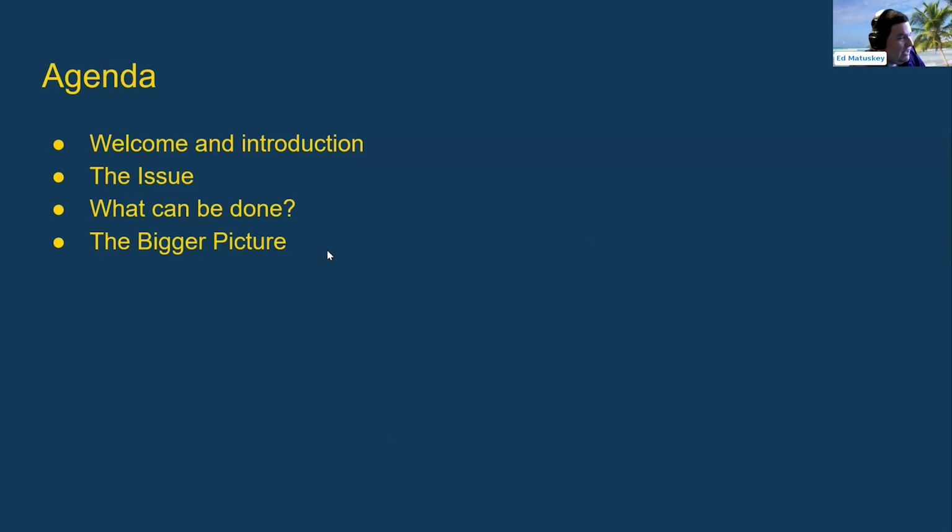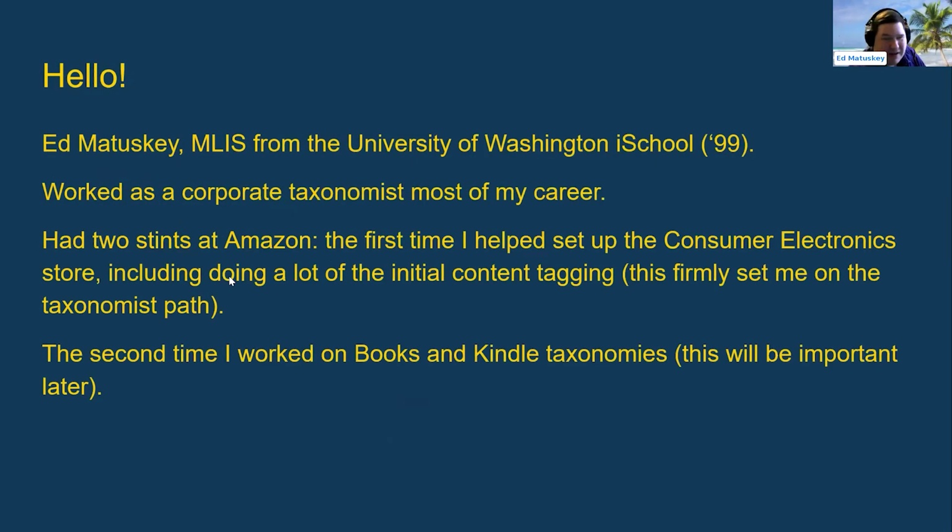Just a short agenda here. And again, hello, I'm Ed Mateski. I got my master's in library and information science from the University of Washington iSchool in '99, and I've pretty much worked as a corporate taxonomist ever since. I've worked for some really cool companies. I'm currently working for Electronic Arts. Helen and I actually overlapped briefly at that company. Most interestingly of the jobs, aside from my current one, I've had two stints at Amazon, one at the very start and one prior to my time at EA.